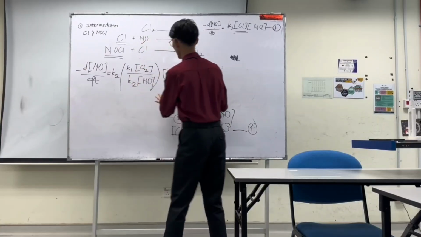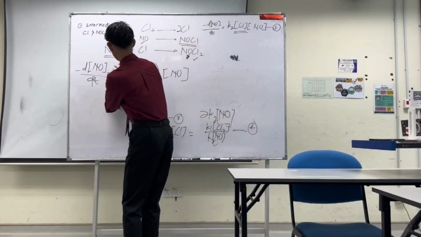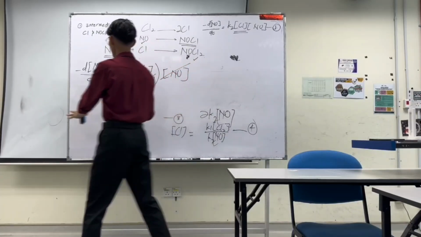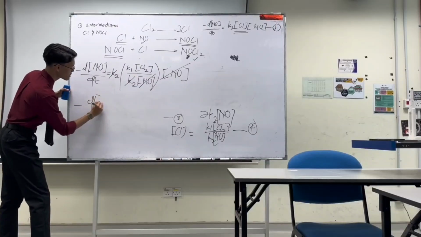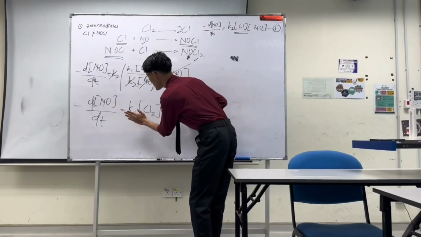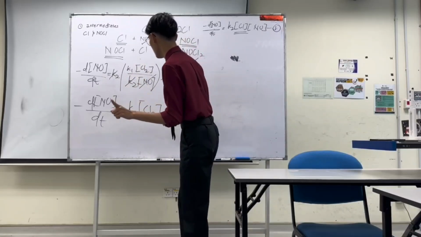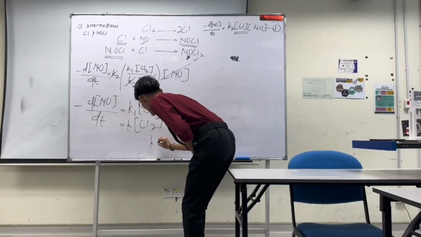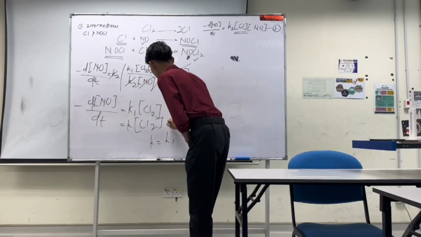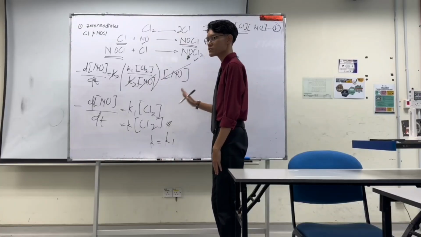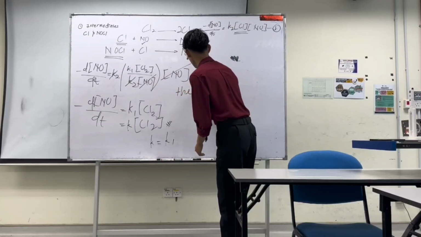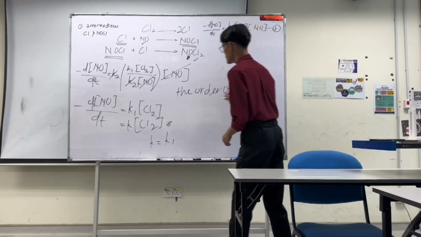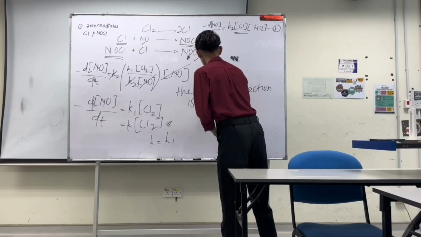So we are almost there. What we can do is cancel this one, and also cancel this one, right? So the final answer might be this, but not yet. We should clarify first that K is equal to K1. So this is our final answer. But the question asks us to find the order of the reaction, right? So we need to deduce that the order of reaction is first order.